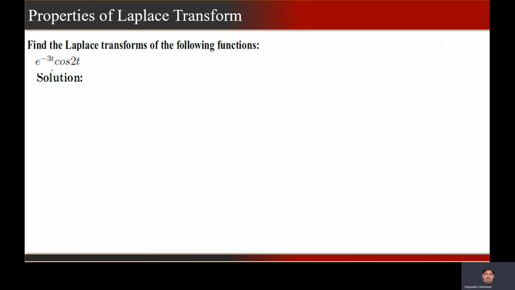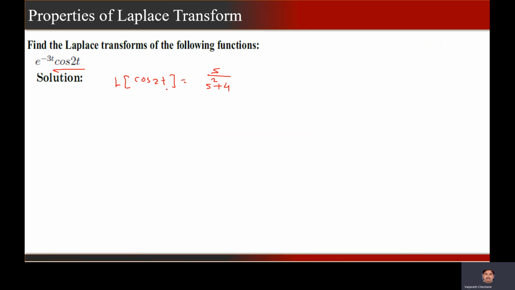So the next problem, find the Laplace transform of this. Solution: let's see the solution. First of all, what is f of t? F of t is cos 2t. So find Laplace of cos 2t, and we know that the Laplace of cos 2t is s upon s square plus 4.